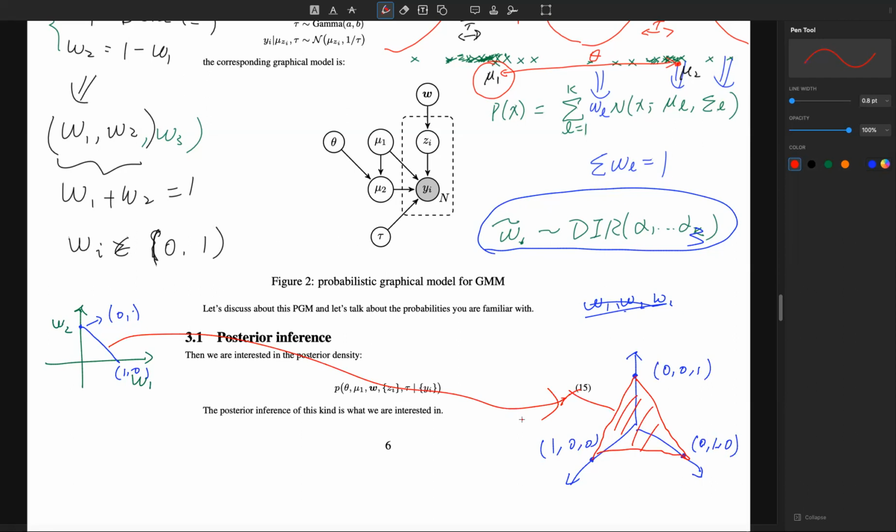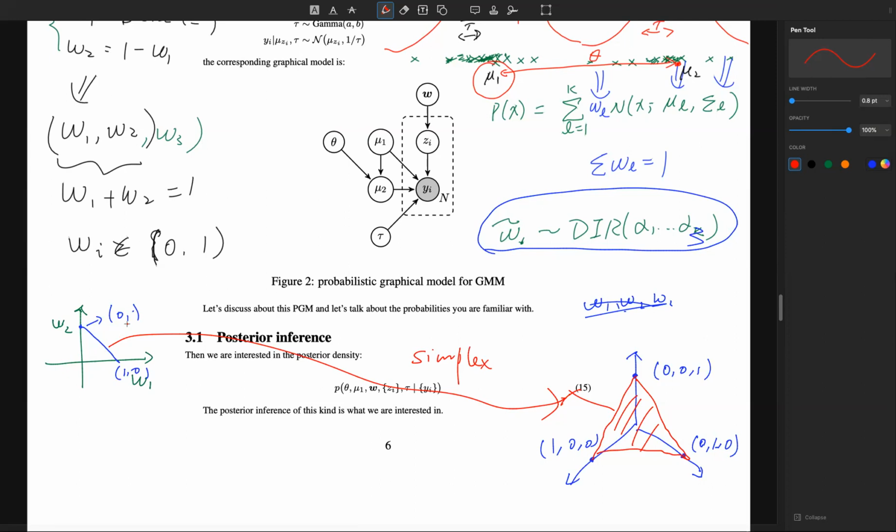You can also plot 4D, 3D, right? But does anyone know the generic name for something like this? It's called the simplex. So this is a 3D simplex. This is a 2D simplex. And you can also plot the 4D simplex. You can't plot 4D in general, but you can plot the 4D simplex.